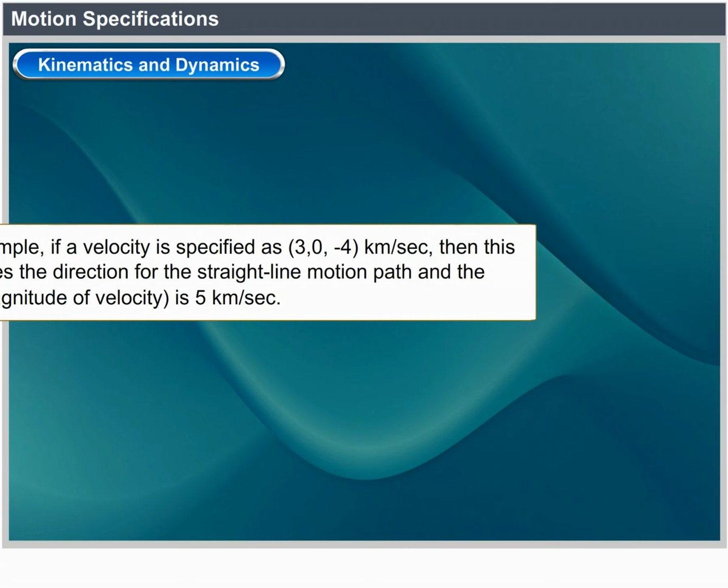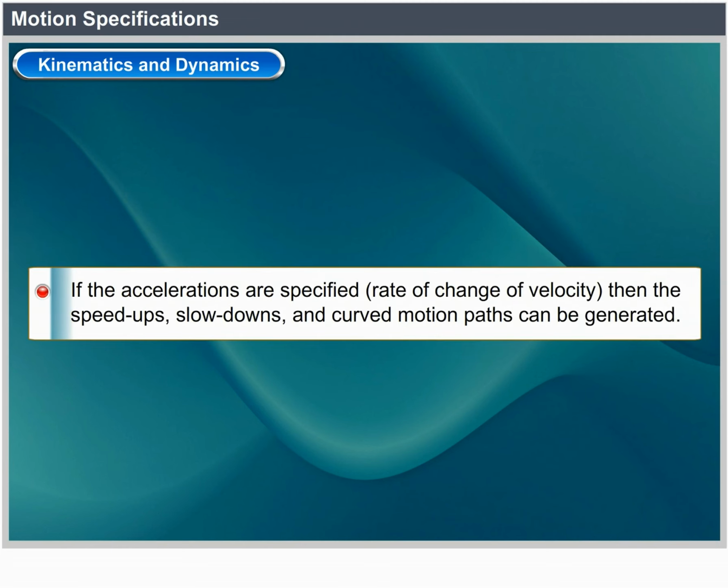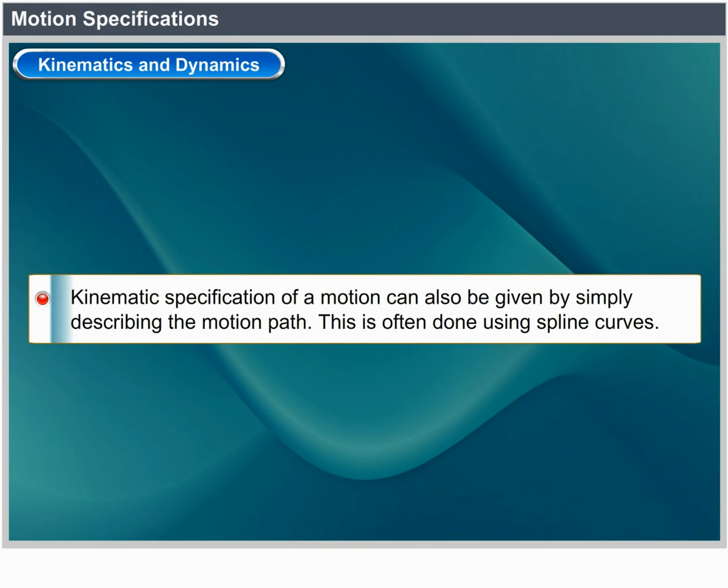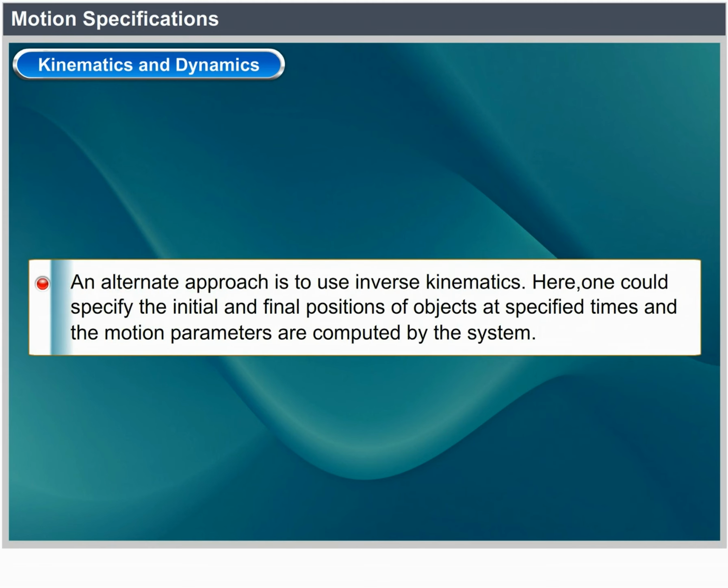If you also specify the accelerations, the rate of change of velocity, we can generate speedups, slowdowns, and curved motion paths. Kinematic specification of a motion can also be given by simply describing the motion path. This is often done using spline curves. An alternate approach is to use inverse kinematics.